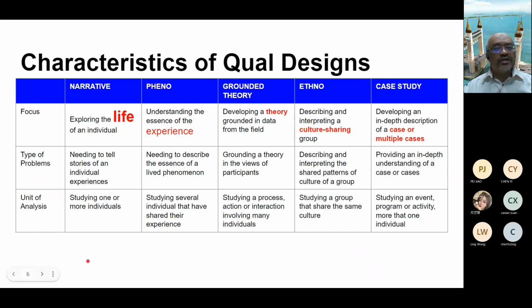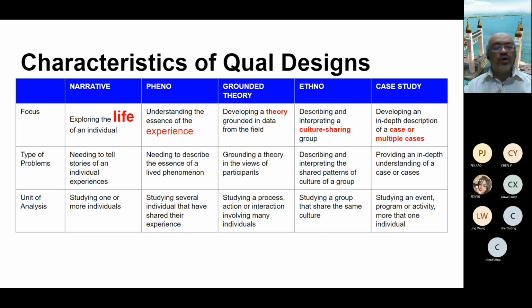Now let's have a look at the unit of analysis. Remember, the term unit of analysis is quite confusing. It means: what are you studying? Are you studying an individual? Are you studying an organization? Are you studying a program and so on? That's the question you need to ask, and the question you need to remember.